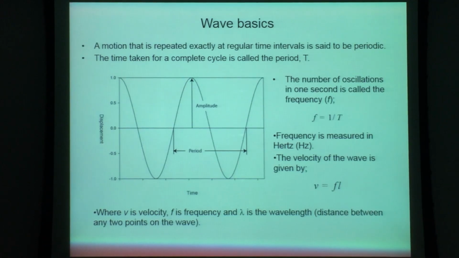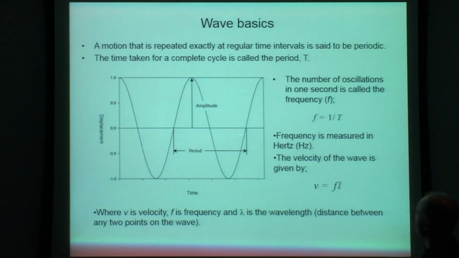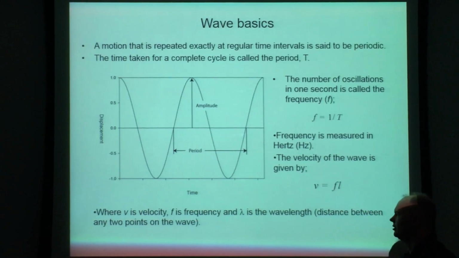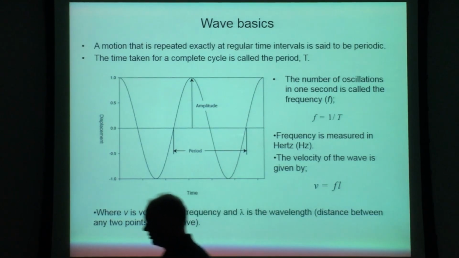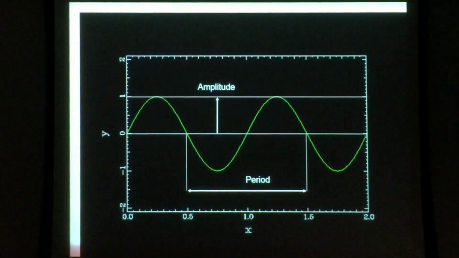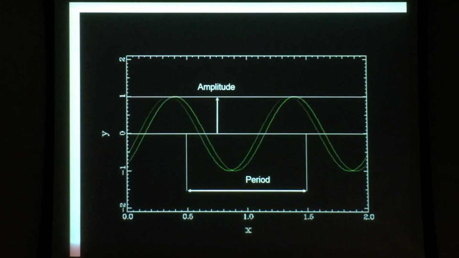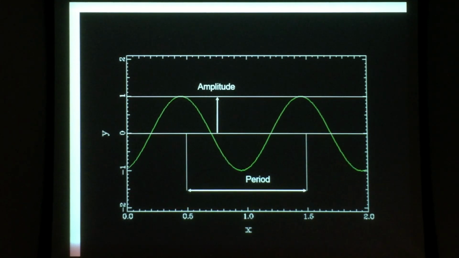And the number of oscillations in 1 second is called the frequency. Frequency is measured in hertz. And the velocity is given by frequency times the wavelength. So V is velocity, F is frequency, and lambda is the wavelength. So wave, very simple concept. Basically, it's a repeating motion over time or space.